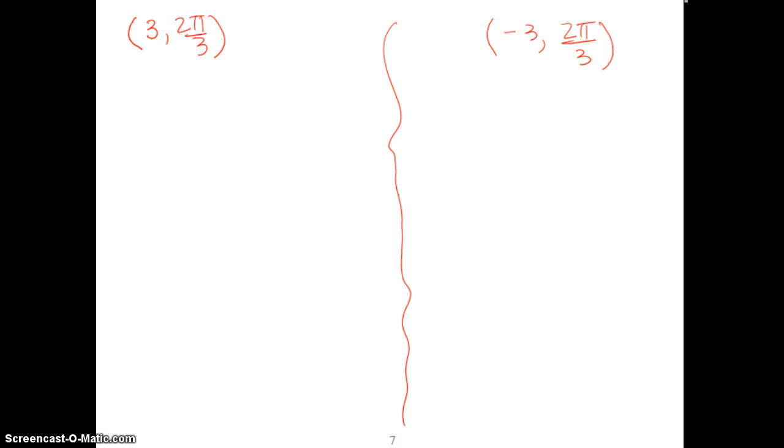So if we're going to plot the point 3, 2 pi over 3, first let's acknowledge 3 is our r and 2 pi over 3 is our theta. So if we draw our axis, we are going to be rotating 2 pi over 3 units. So we're going to rotate to quadrant 2, which is where 2 pi over 3 is. So it's somewhere over here. And then we're going to start at the origin, and we're going to take 3 steps towards 2 pi over 3. So we're going to say 1, 2, 3. And so our point right here is going to be 3, 2 pi over 3.